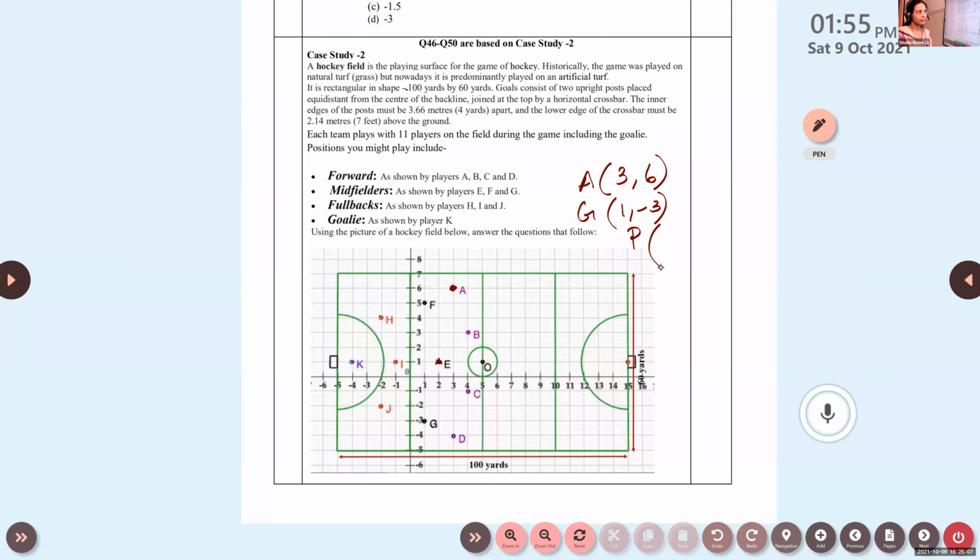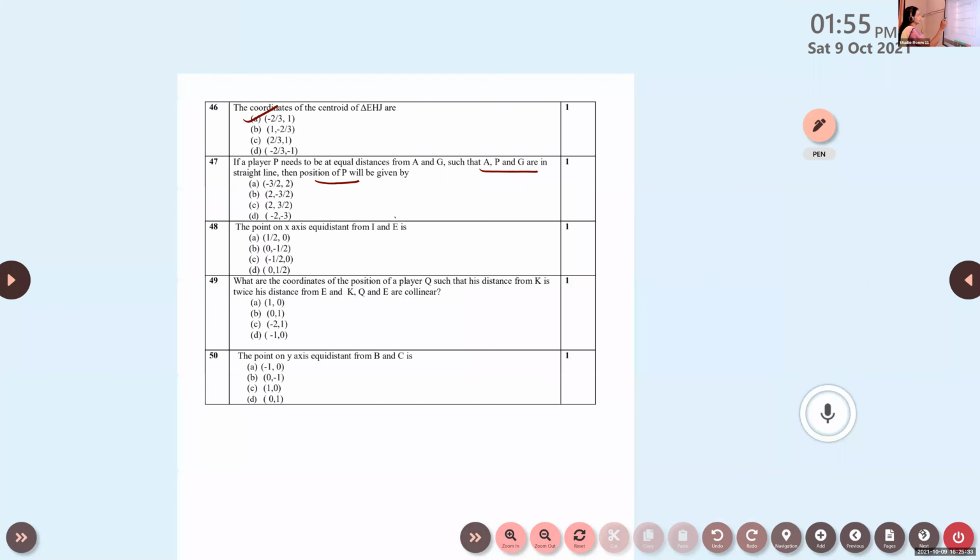Meghna? Okay. Using the midpoint formula, calculate the midpoint and give the answer. 2 and 3 by 2. Okay, look at the option. 2 and 3 by 2. Yes, option C is there, isn't it?